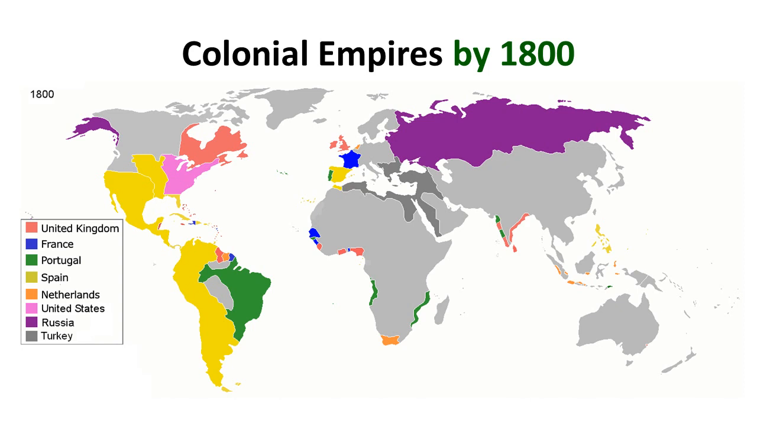We can take the bigger picture and first have a look at the map of colonial empires by the very beginning of the 19th century. And as you can see here, colonization used to concern mostly the Americas. And at the beginning of the 19th century, the most important colonial empires were still the Spanish colonial empire and the Portuguese one.